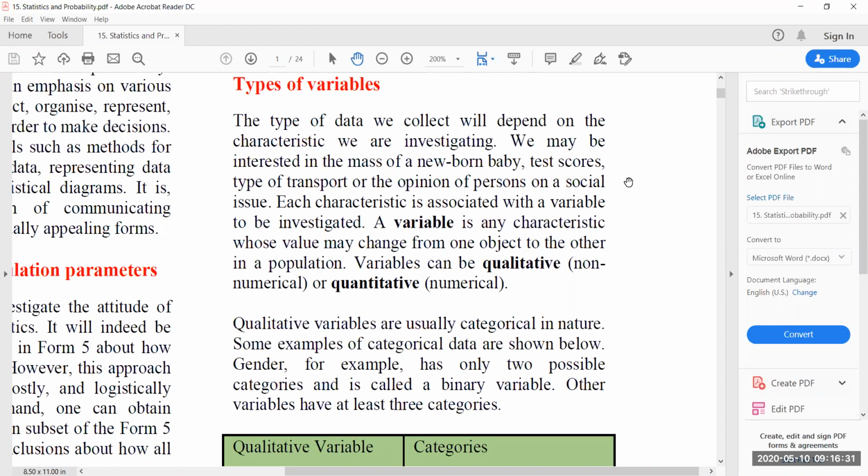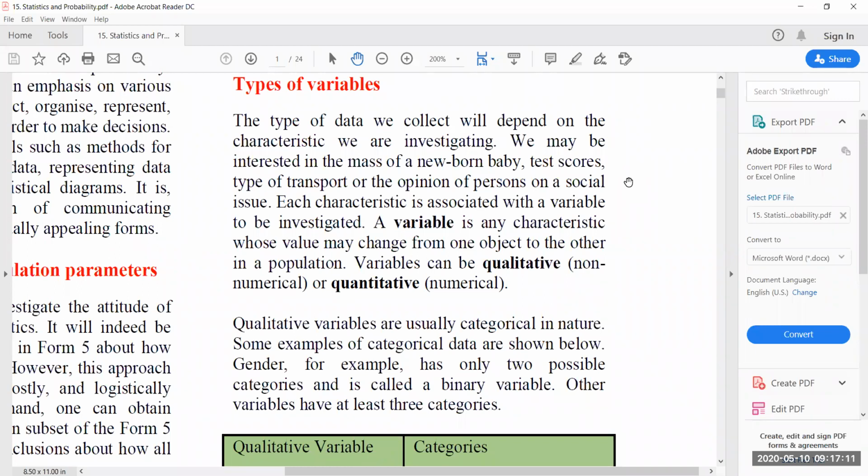Now, variables can be qualitative, which is non-numerical, or quantitative. A lot of students do not understand the difference between quantitative and qualitative. Qualitative data is data that you cannot measure. For example, let's say you are interviewing somebody on how they feel about the COVID situation. There is no mathematical or scientific tool that can measure how a person feels, right? You cannot measure that information, so there is no quantifiable data there. That would be referred to as qualitative data.